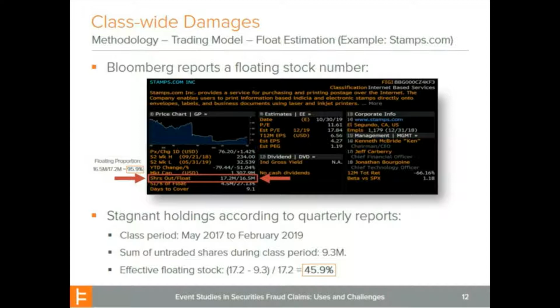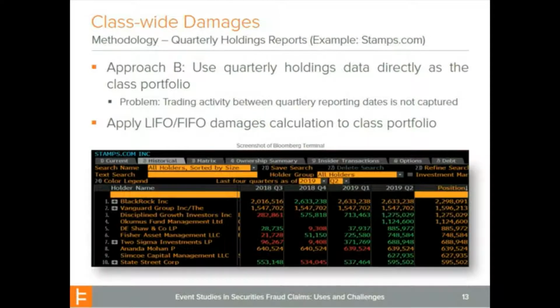On to the next slide here. So the second approach to getting class-wide damages, which I alluded to earlier, is rather than trying to build a model and simulate these floating shares, or perhaps using Bloomberg's floating shares, to actually go look at the quarterly holdings data directly.